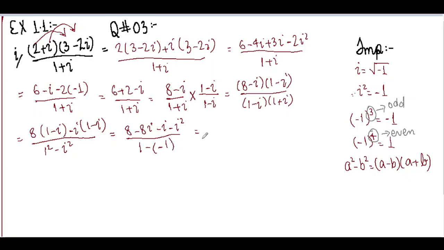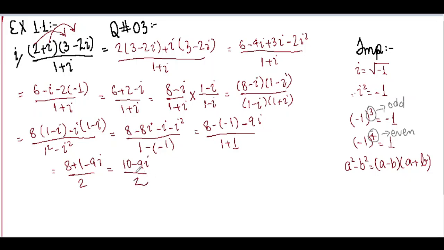Minus 1 gives us, okay. Now this iota square will also be equal to minus 1. So we are going to use it over here: 8 minus into minus 1, and minus 8 iota minus iota gives us minus 9 iota, whole divided by 1 plus 1. So moving towards the next step, we have 8 plus 1, minus 9 iota, whole divided by 2, and 10 minus 9 iota, whole divided by 2. This is your final answer.